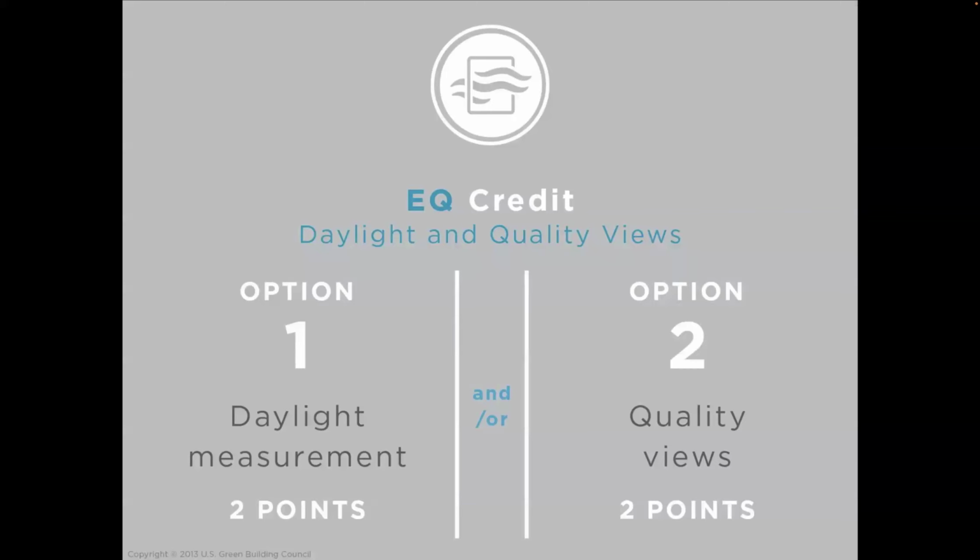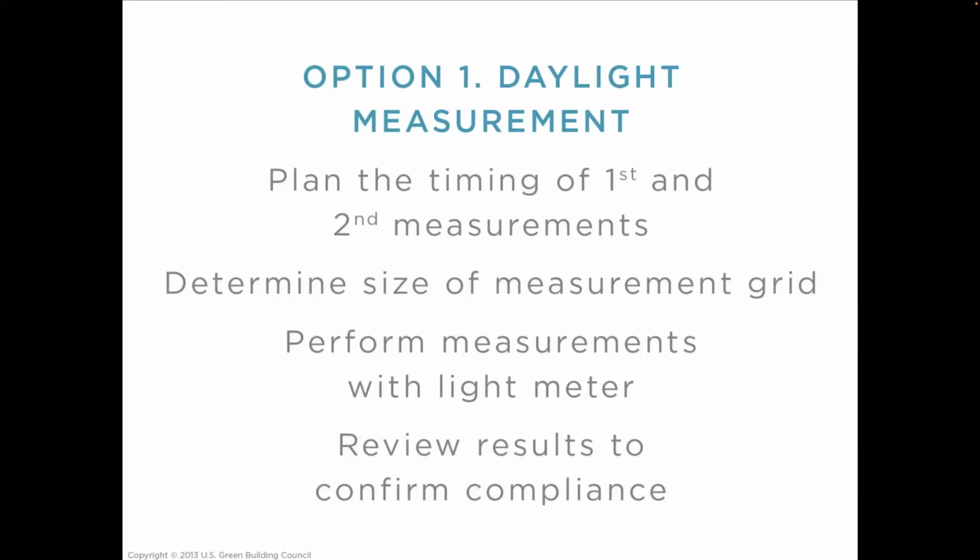All right, and then daylight and quality views. Again, are you getting a lot of natural daylight? And in quality views, they define what those are. So again, for daylighting measurements, it all depends on the time of year. So if you're measuring in the wintertime, you also need to measure in the summertime, because obviously the amount of light and the angle of light into the windows is going to be different.